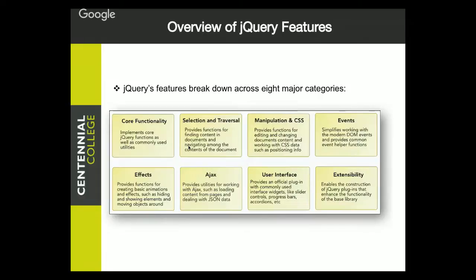CSS manipulation, how we can modify things with CSS. Events, the event model of jQuery is pretty robust. You can do a lot of stuff with shortcut events. All kinds of effects like animations. We use jQuery a lot for things like carousels, you know, all kinds of other stuff. Ajax, this is the main thing I was talking about last week. It helps us with Ajax, provides utilities to do Ajax better, easier. User interface, it has its own user interface. It's called jQuery UI. That gives us additional tools we can use.